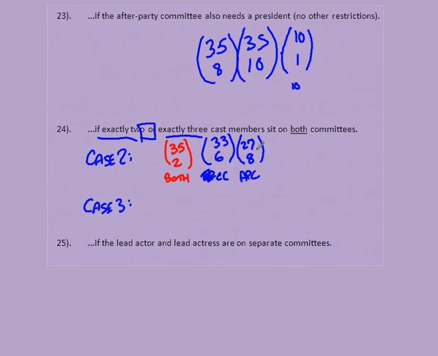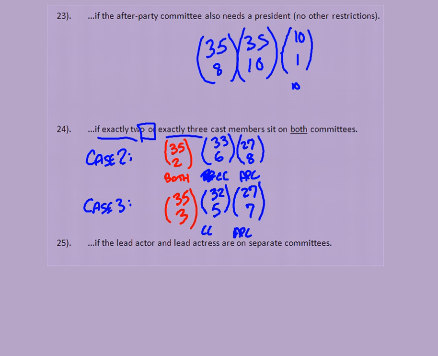Same thing here with the case with 3. First place the people who are on both, which is 35 choose 3 this time, because we want 3 people on both committees. Then, let's figure out the rest of them. Costume: there's 32 people remaining, and we need 5 more spots on that committee. And then we also need the after-party committee. There's 27 people left. I need 7 more to fill up the 10 people on the after-party committee.